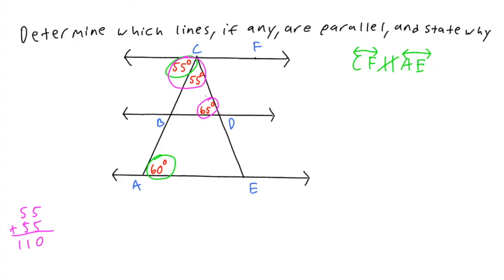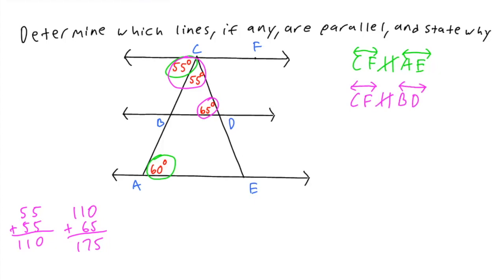CF and BD, they're both in between, so these would be same side interior angles. 55 and 55 makes 110, and this is 65, so they should be supplementary. So 110 plus 65 will give us 175. It's not 180, so we can also say that CF is not parallel to BD.